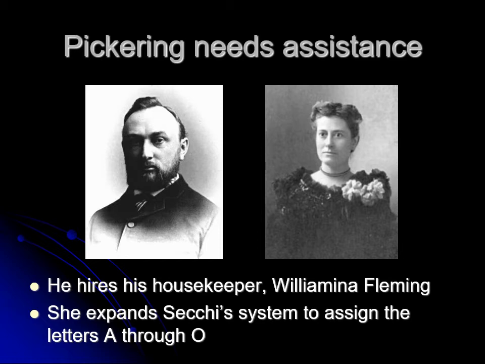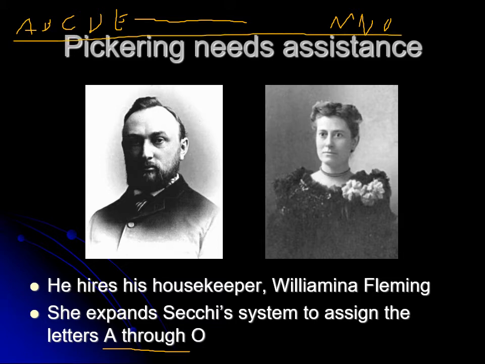What she did was she started looking at what Secchi had done and expanded it to other things, starting with letter A, B, C, D, E, etc., all the way down to M, N, and O. She grouped all the stars by how much hydrogen was in the spectrum. A had the most hydrogen, then B, all the way down to O, which had the least. That was her idea.